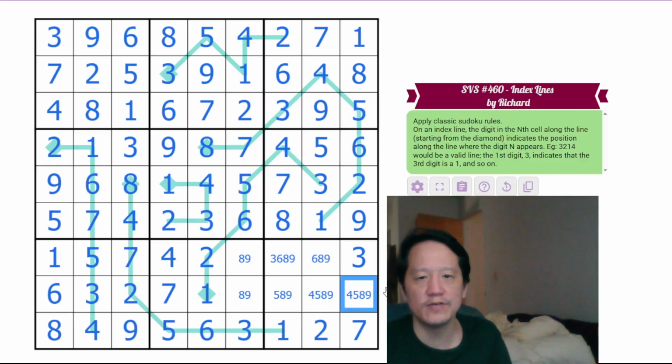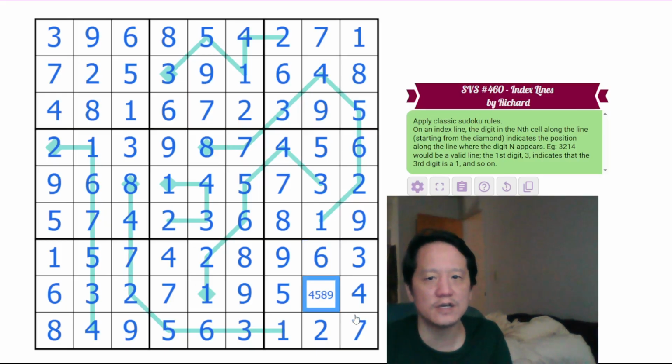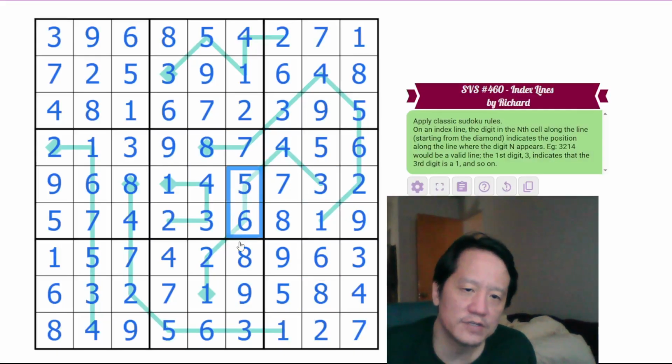This can't be 5, 8, or 9, it's 4. This can't be 3, 6, or 8, it's 9, which makes this 8, which makes that 9. This can't be 8 and 9 here, so this is 5. 8, 9 eliminates 8 and 9 here, so it's 6, which makes this an 8. And that's how you solve it.